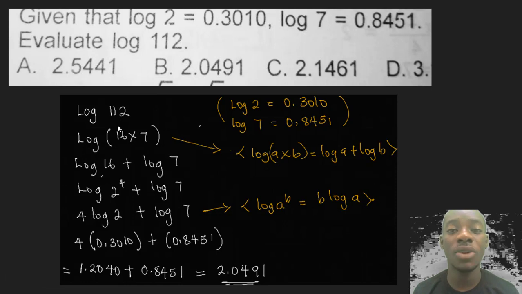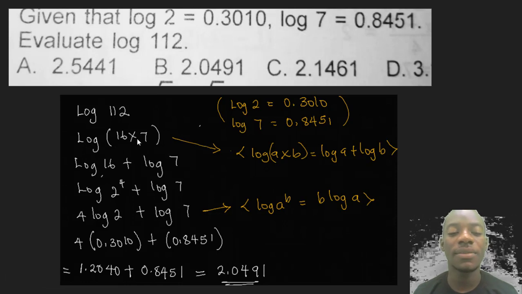You have to break down the number into 16 times 7. Then this is log 2 and log 7. Now they said I solve it, so they've given me log 2 and log 7. They are not expecting me to use a calculator. So first of all, the number has to be broken down into 16 times 7.